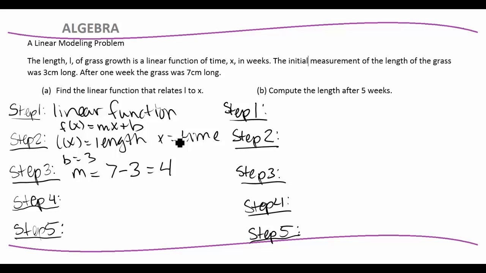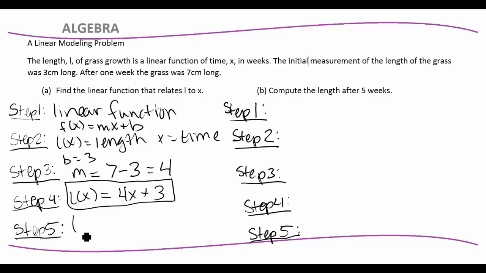So in step 4, let's put this equation together to answer the original question. So we're going to have L of x as our length equals m, which is our 4, times x plus our b, which is 3. And this is the linear function that relates L to x from our problem. And we want to make sure this makes sense with what the facts were presented. And that's step 5. So let's check.